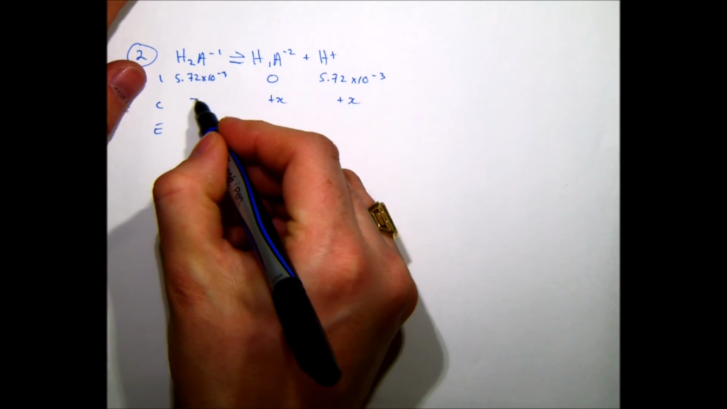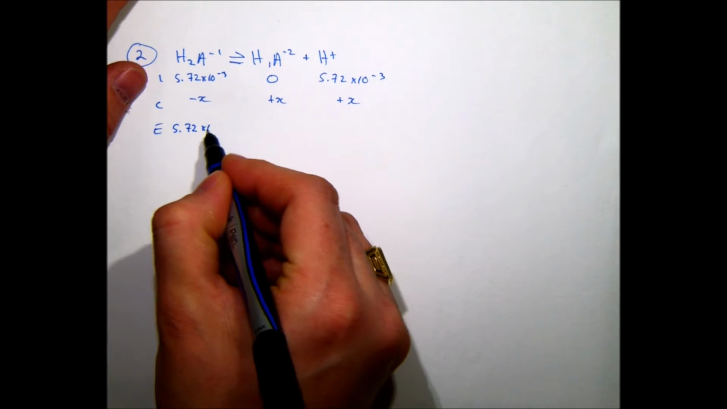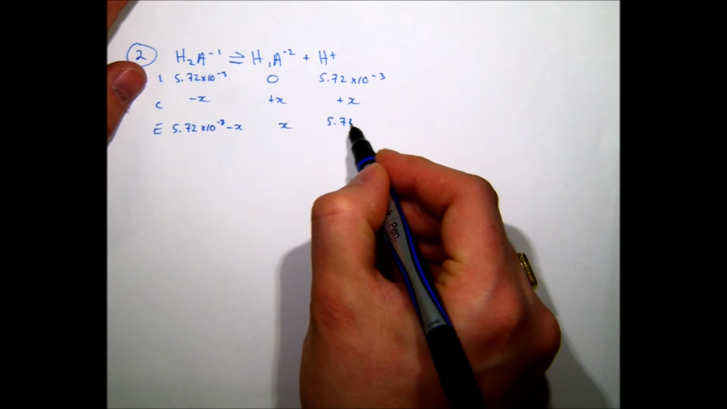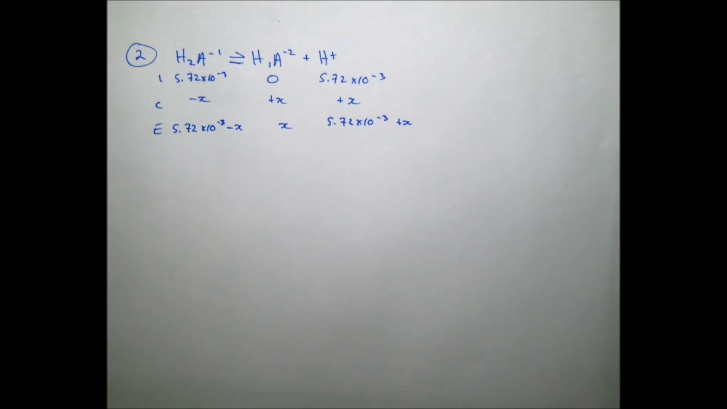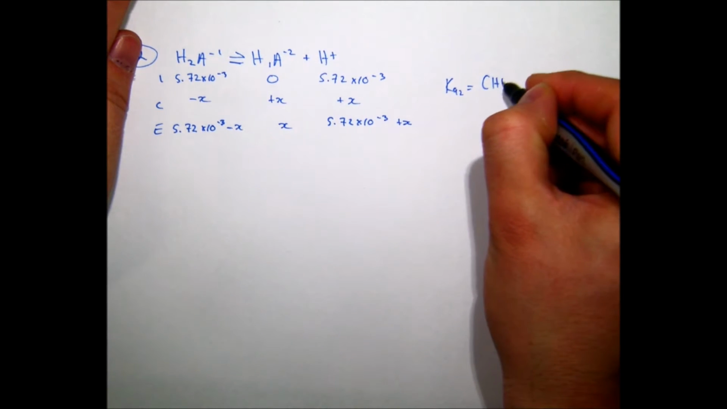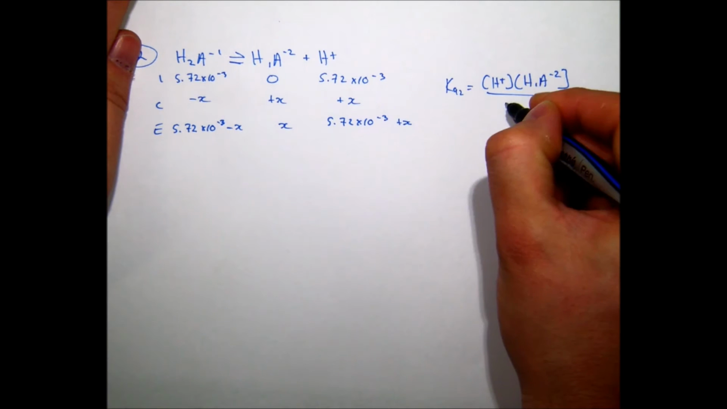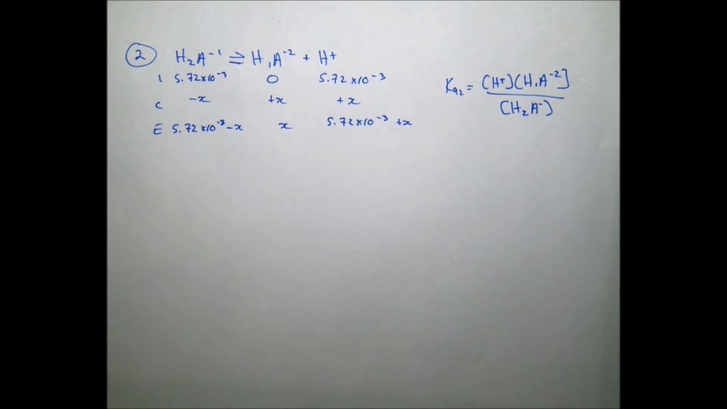So this means minus x. So we end up with 5.72 times 10 to the negative 3 minus x, x, and 5.72 times 10 to the negative 3 plus x. So we write out Ka2 is the concentration of H plus, the concentration of HA minus 2, over the concentration of H2A minus.